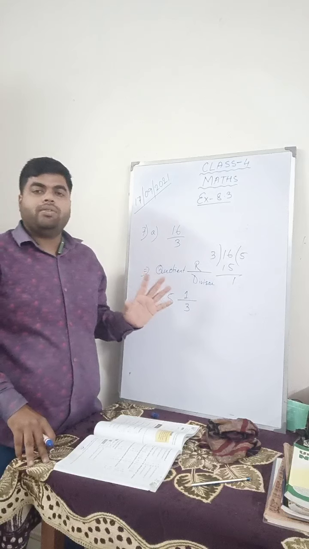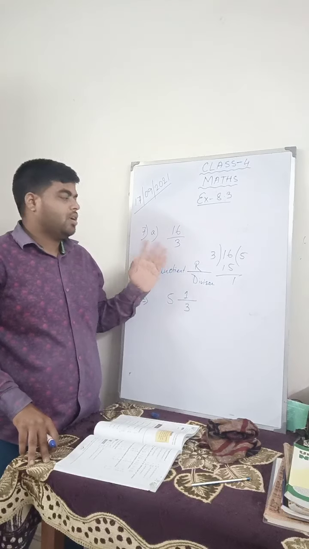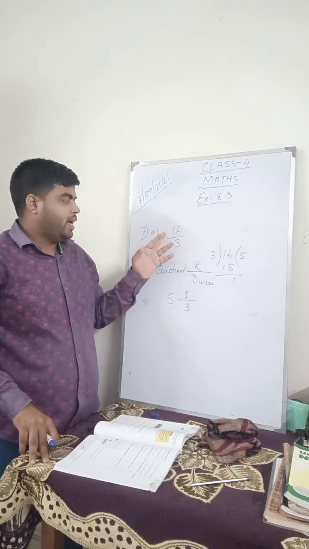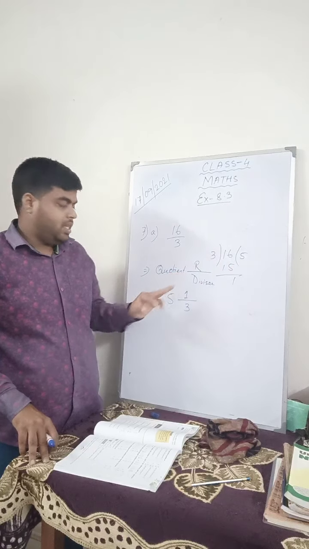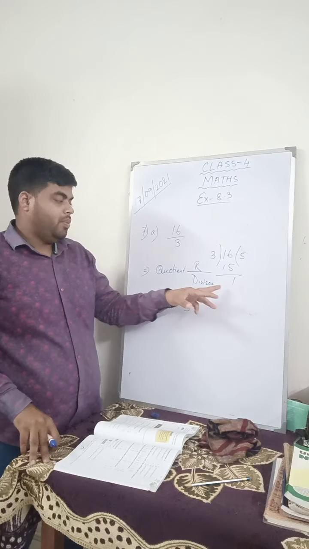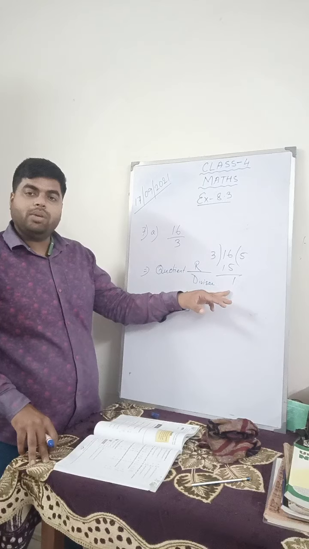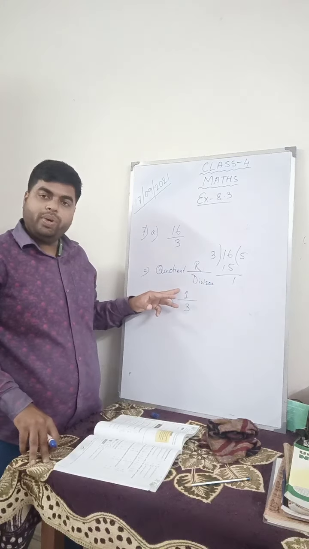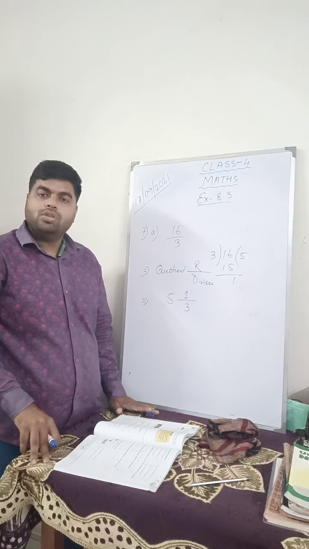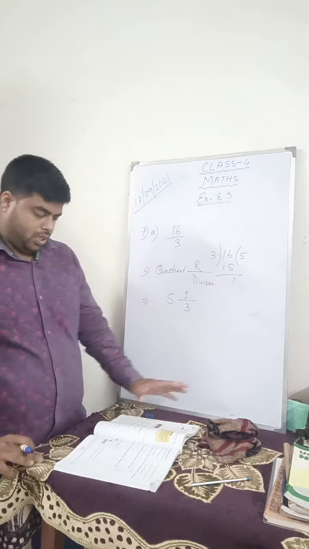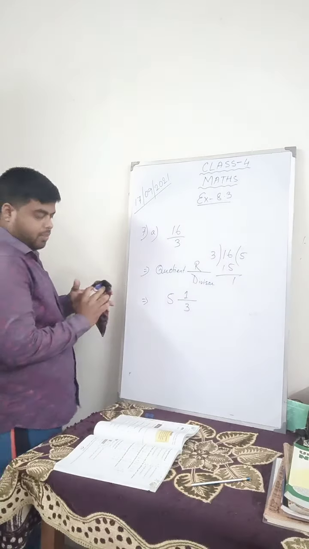So whenever they give you an improper fraction and ask you to convert that into mixed fraction, you will divide the numerator by the denominator. Whatever quotient comes, that will be your whole number. The remainder will be your numerator, and the divisor will be your denominator. So I hope all of you have understood this. Now let us come to question number 8.